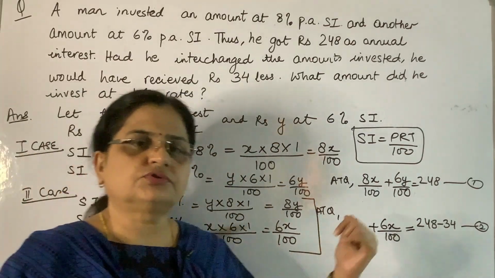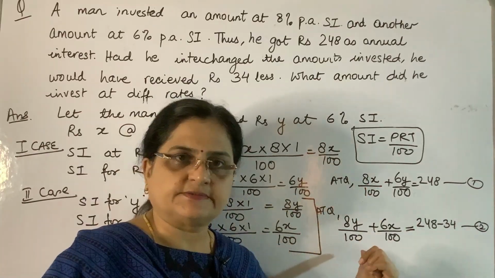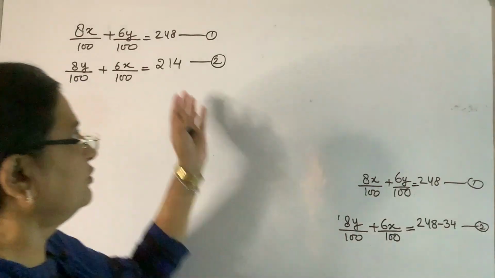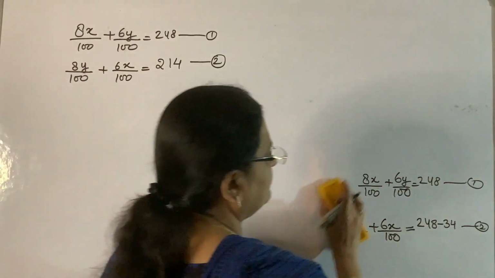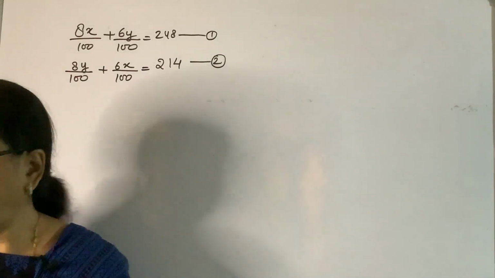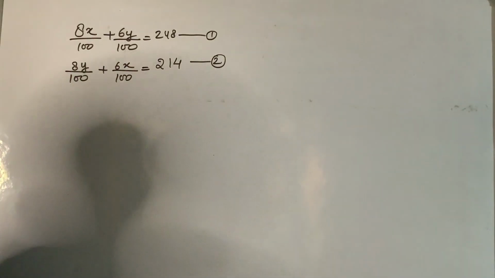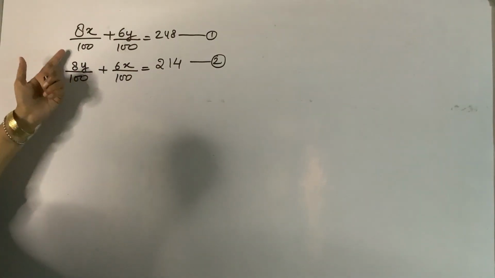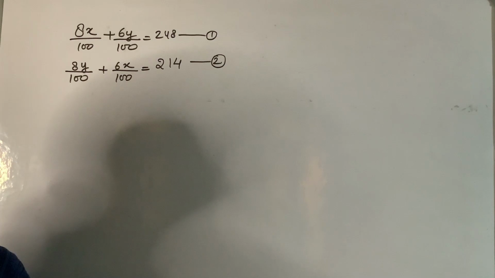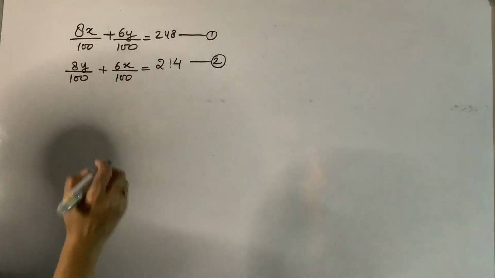Now we will solve these two equations. So these are the equations we got. I have copied them down over here. Now we have to solve them to find out the values of x and y. Now this is simple. Don't reduce them to the lowest terms. Instead, what will you do? Take 100 as the LCM.